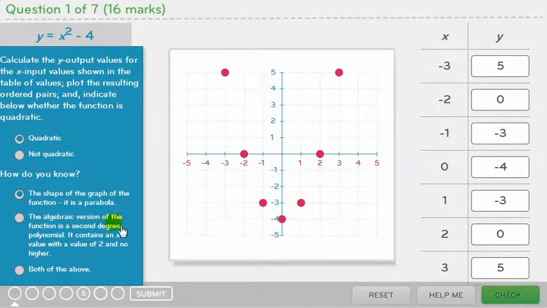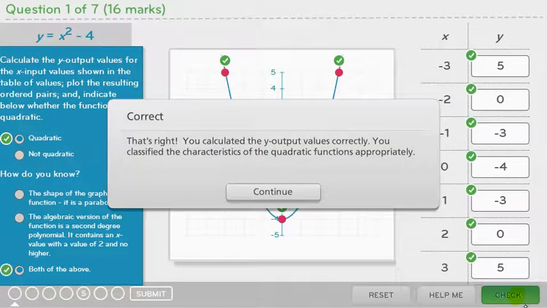The algebraic version of the function is a second-degree polynomial. It contains an x value with a power of 2 and no higher. If we take a look, we see x squared. That's another way to recognize that, indeed, this is a quadratic function. So both of these would be true, which means we should pick the final solution, both of the above. Let's check our answer, and we are correct.